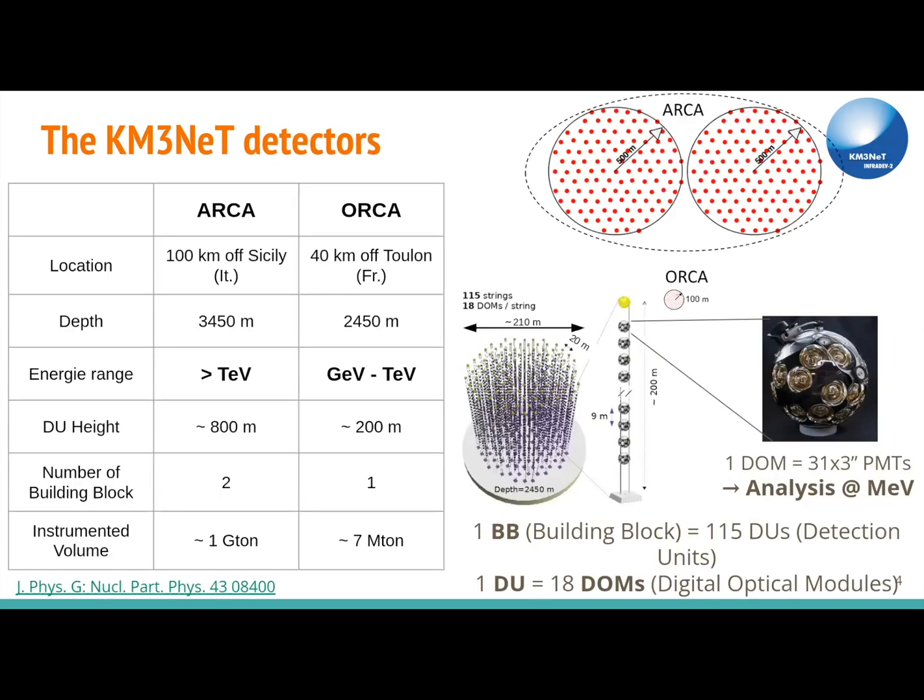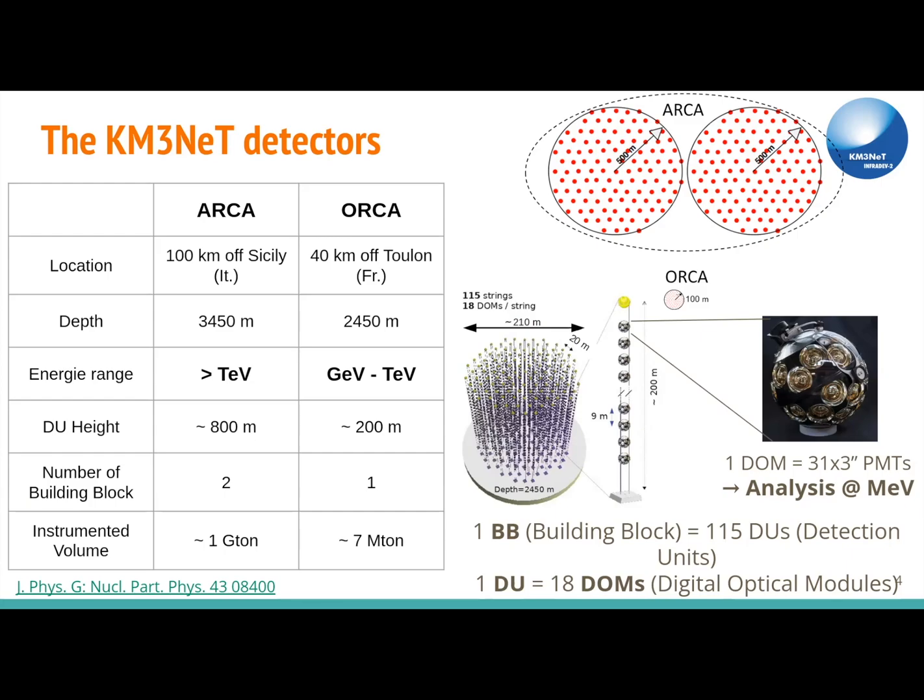So about the detectors, what is the difference? First thing you have to know is that with KM3NeT, we have the same technological cell used for both ARCA and ORCA, which is the DOM, the digital optical module. So we are using a sphere filled with 31 PMTs, and we put 18 of these DOMs to form one detection unit, so one line. And we will then gather these lines in building blocks. So 115 detection units will form one building block.